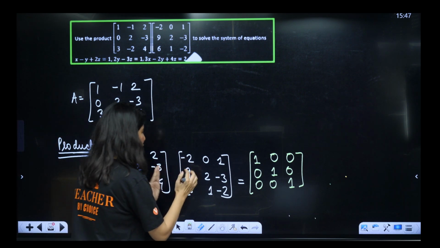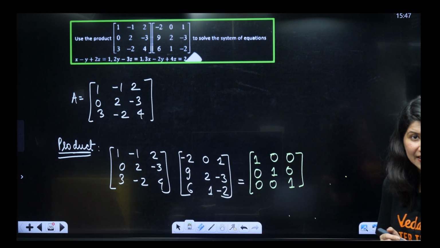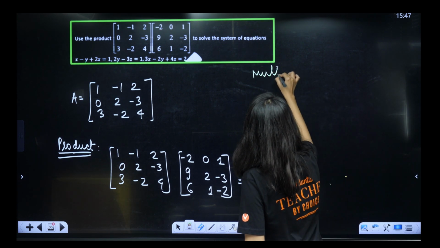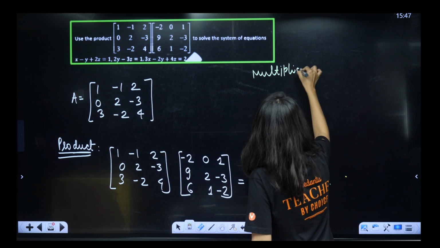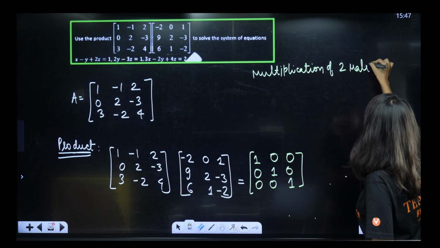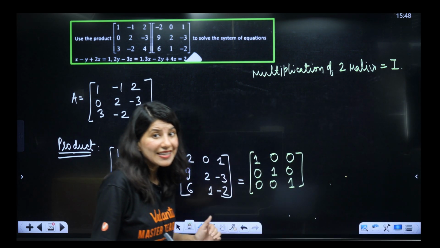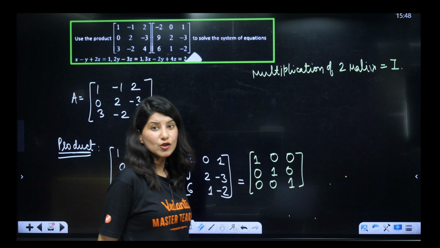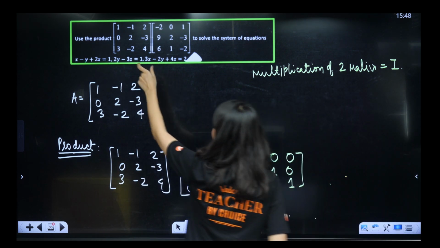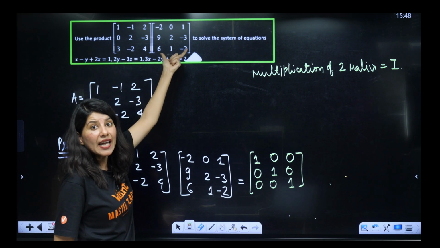The multiplication of 2 matrices. If the multiplication of two matrices is giving you the identity matrix, that means one matrix is the inverse of the other matrix, my dear students. One matrix is the inverse of the other. So if you are saying that this is the A matrix, that means this will be A inverse.